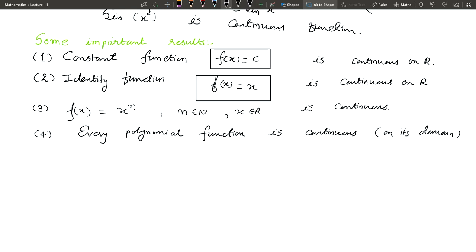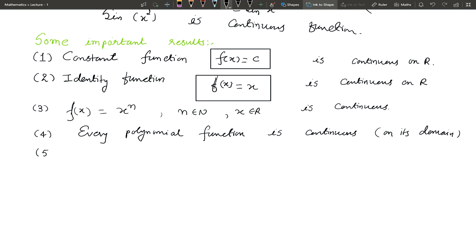Please check the list of important results. First one, constant function is continuous on R. Second one, identity function f of x equal to x is continuous on R. Third, f of x equal to x raised to n is continuous. Fourth one, every polynomial function is continuous on its domain.